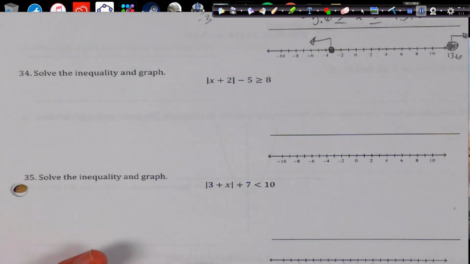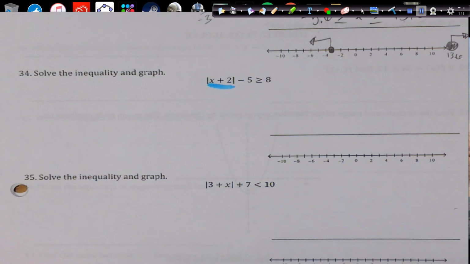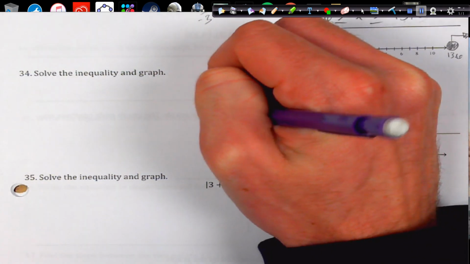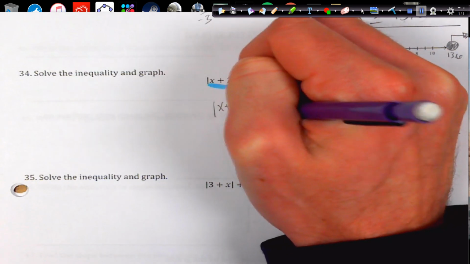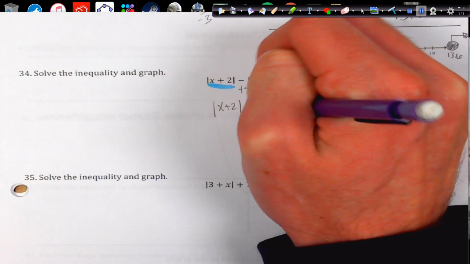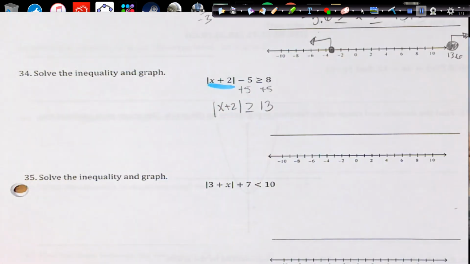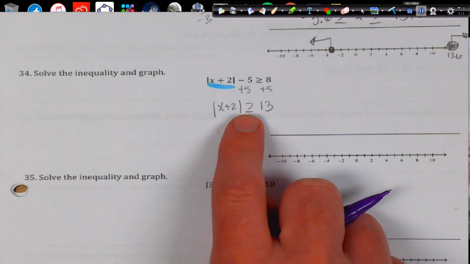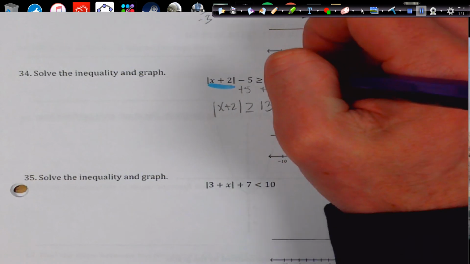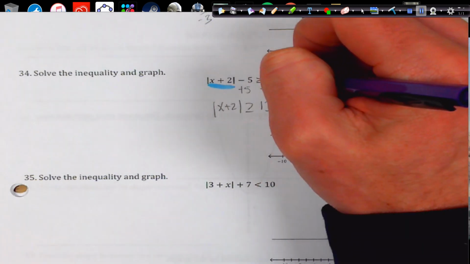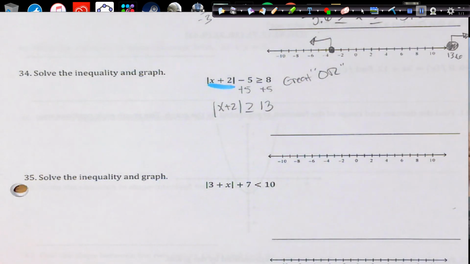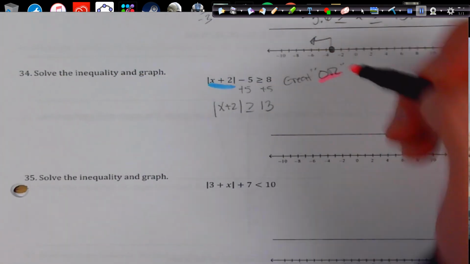All right, absolute value inequalities. X plus 2, we need to get by itself, so we're going to add 5 to both sides. And we're going to get 13. Now that I have my absolute value, I want to ask myself, what kind of question is this? Is it greater or less than? It's a greater question, so it's going to be great or, as I like to call it, which means this is going to turn into an or problem.